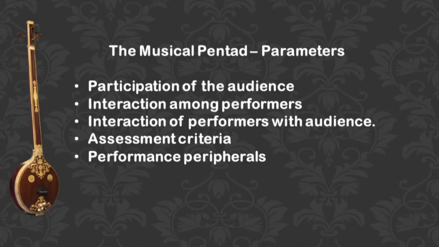And we also have assessment criteria. Given that there has been a performance of Carnatic music or of Shankar Mahadevan, how is a concert assessed? Do we have objective criteria for assessing such a concert? And finally, but quite importantly, there are what are called performance peripherals. The ambience of the performance, the kind of costumes that the performers and the audience wear, the kind of lighting that we have. Obviously, the ambience in a pop music concert is very different from the ambience in a classical music concert, and again, it's very different from the ambience in a religious musical gathering.